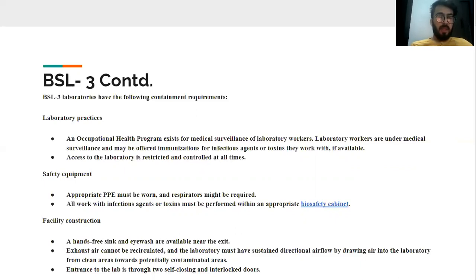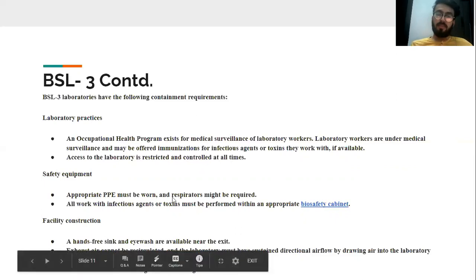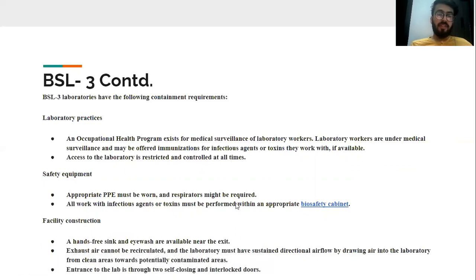Safety equipment. Lab appropriate PPE must be worn. All work with infectious agents or toxins must be performed with an appropriate biosafety cabinet. A hands-free sink and eye wash are available. Exhaust air cannot be recirculated. As BSL-3 facilities are constructed for the infectious agents that we are dealing with, these can spread through air, water. So proper prevention measures should be taken. Entrance to the lab is through two self-closing and interlock doors.